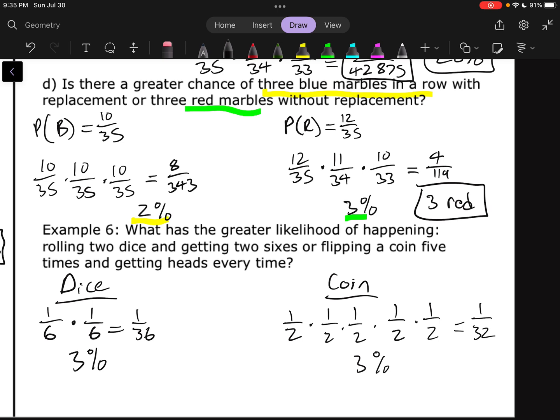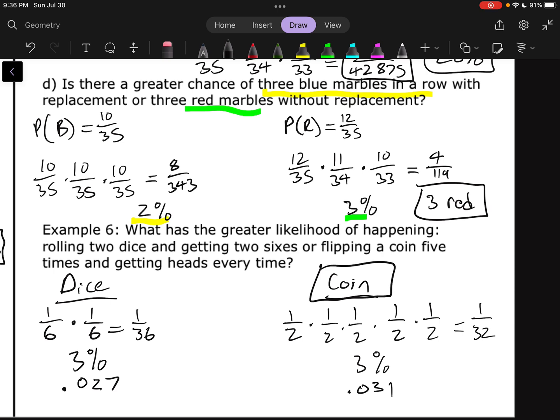So let's go to the decimals here. Let's compare these decimals, actually. This was for the 1 out of 36. That was actually 0.027. And our coin was 0.031. So the bigger 3% is certainly the coin. The coin is the winner there.